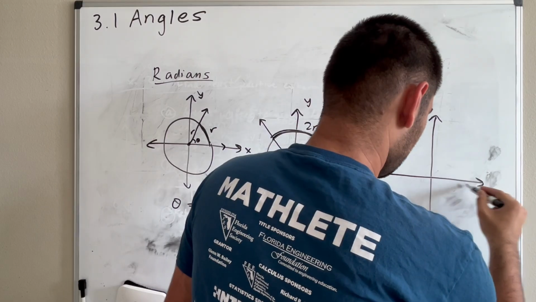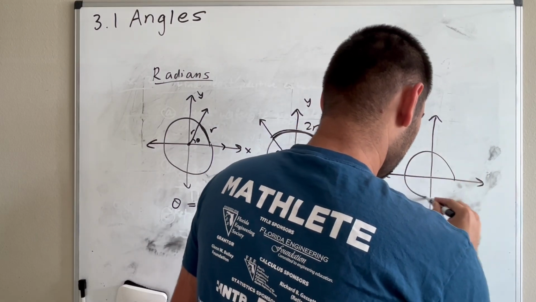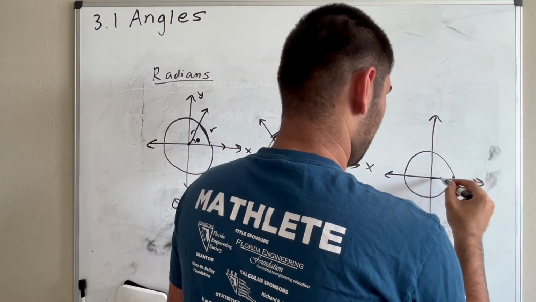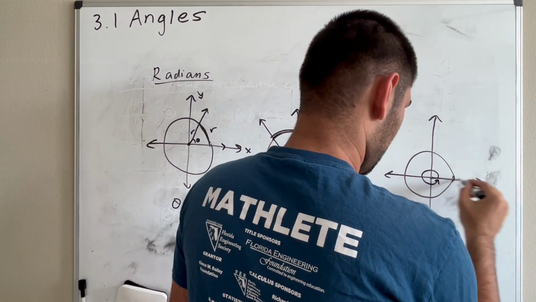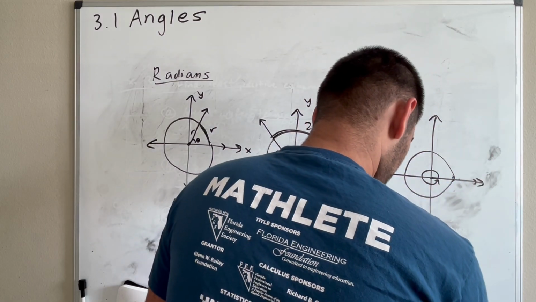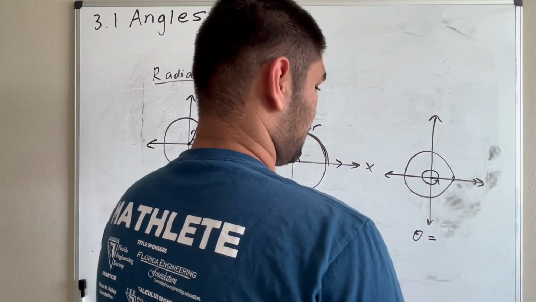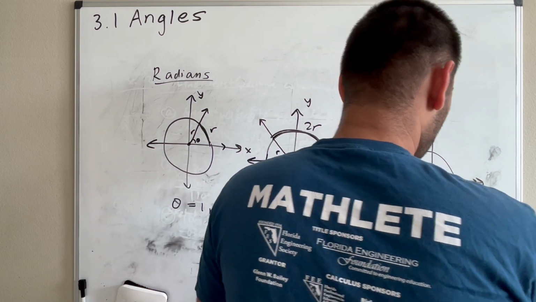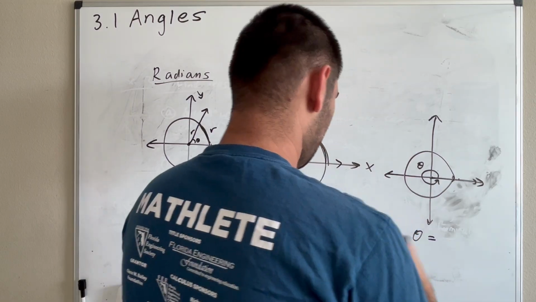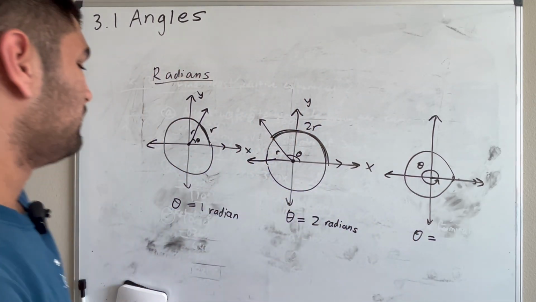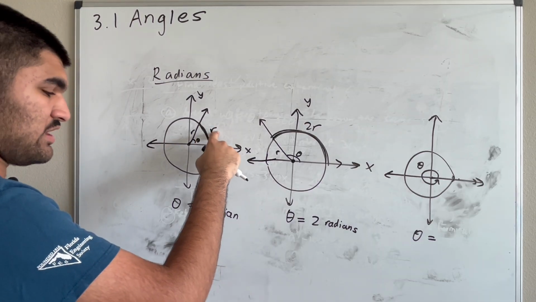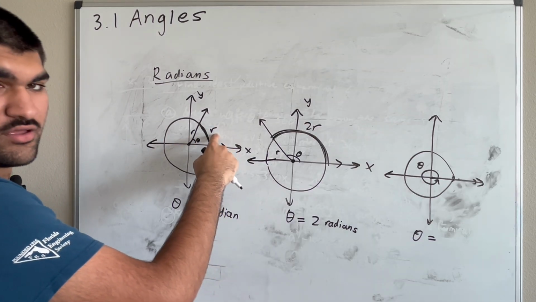This time we will have the circle and an angle in standard position, and we'll go all the way around and land back where we started. So how many radians is this angle? Because we know that this is 360 degrees, because it's one full revolution. But how many radians is that? Well, if we go back, we notice that when the length of the arc was 1 radius, that was 1 radian.